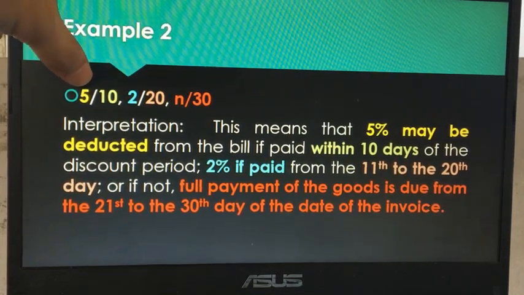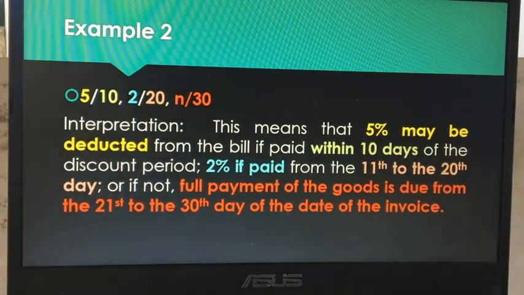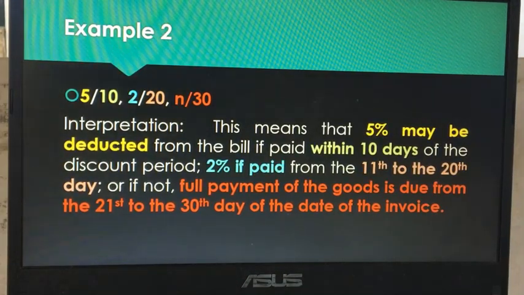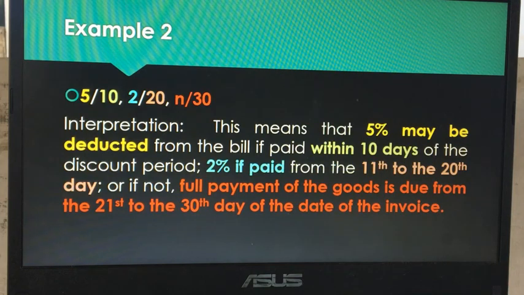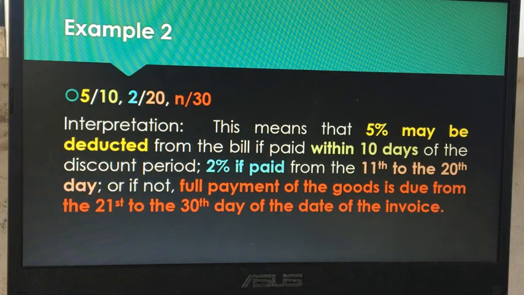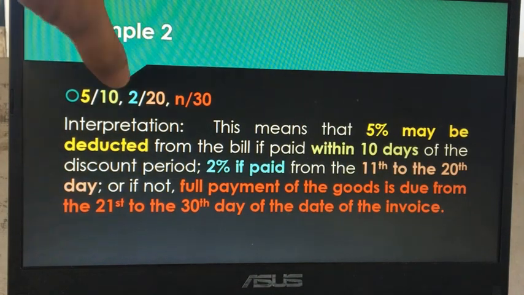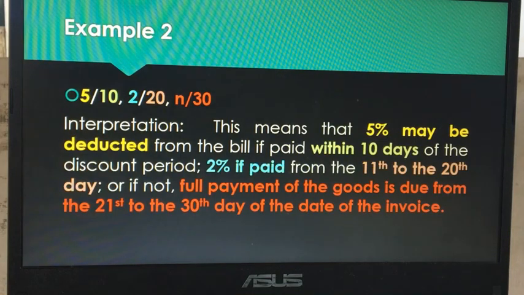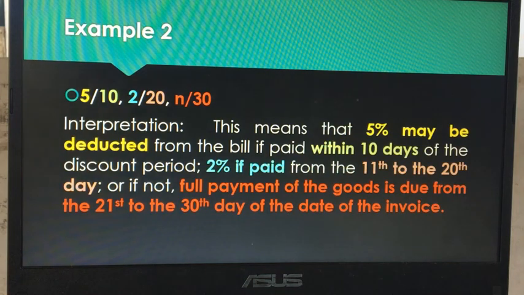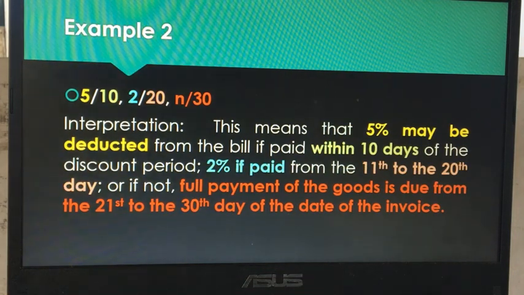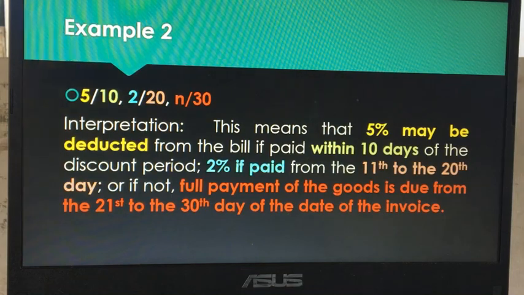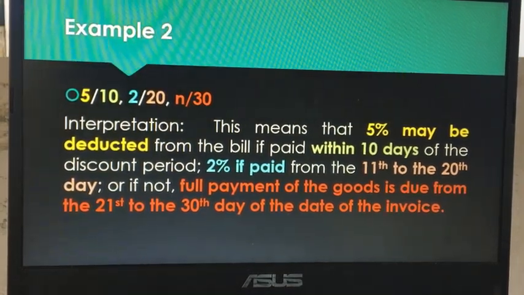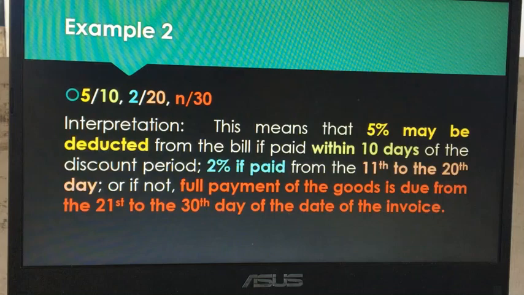In this first part, again, whatever is in the numerator is the cash discount rate that is granted to the bill, the total amount you purchase in a particular factory. The denominator is the number of days. So the interpretation of this example number 2 is that 5% may be deducted from the bill if paid within the first 10 days. So this is the 5%, and 10 here is the first 10 days.